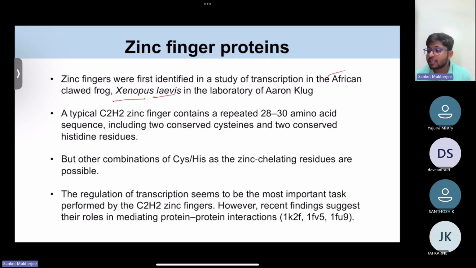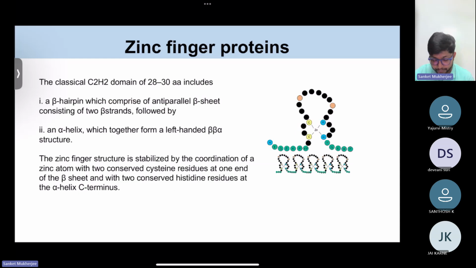The regulation of transcription seems to be an important task performed by the C2H2 zinc fingers. Most transcription factors have these C2H2 zinc fingers, and they mediate DNA and protein interaction. However, recent studies have also suggested some protein-protein interaction of these proteins. Okay. Our C2H2 domain has 28 to 30 amino acids, with a beta hairpin and then an alpha helix.